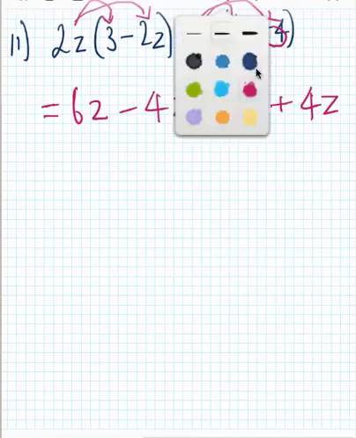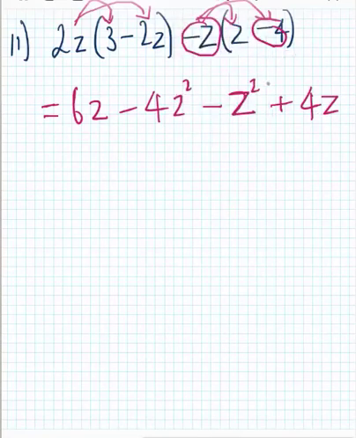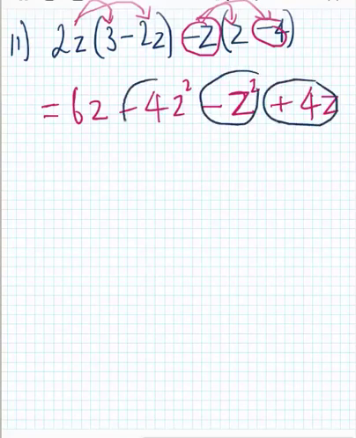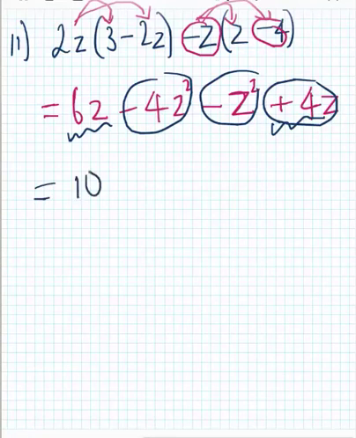Now I won't stop there because I can actually keep simplifying. I might circle to my left to make sure I don't make a mistake. So starting from here, I've got 6Z. Any more Zs? Yes, plus 4Z. 6 plus 4 is simply 10Z. Done. And I've got a negative 4Z squared minus Z squared, or 1. So what's minus 4 minus 1? It's minus 5Z squared. And that's it. There's nothing else I can simplify. That's our answer.